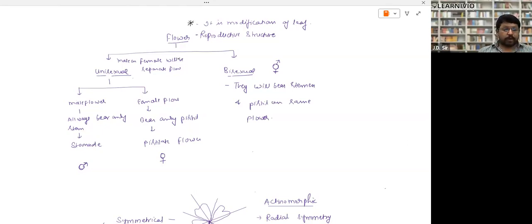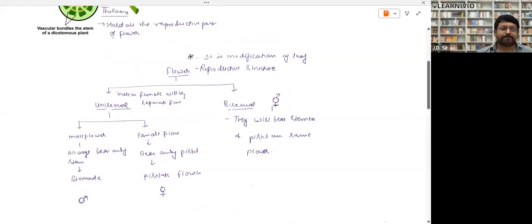Flower may be of two types, unisexual or bisexual. When male or female flower are separated, it is unisexual. In bisexual, male or female reproductive parts will be on the same flower, right? They will bear the stamen and pistil on the same flower. We will represent it this way, right? Male flower will always bear stamen. They are called staminate flowers. And female flower will bear pistil. They are called pistillate flowers. So flower may be of two types, unisexual and bisexual. Clear?